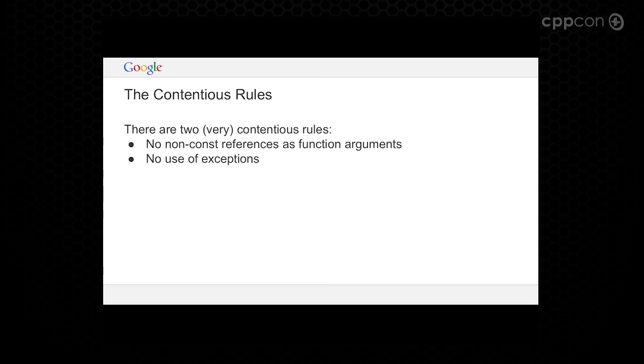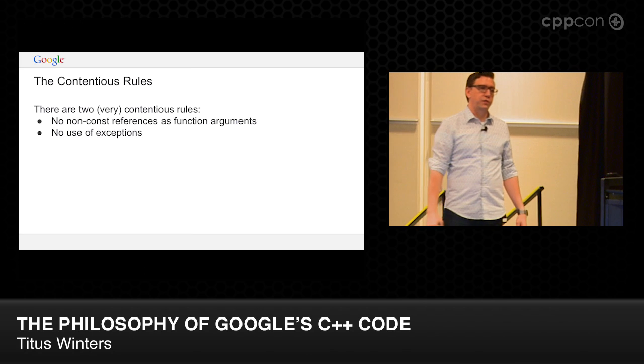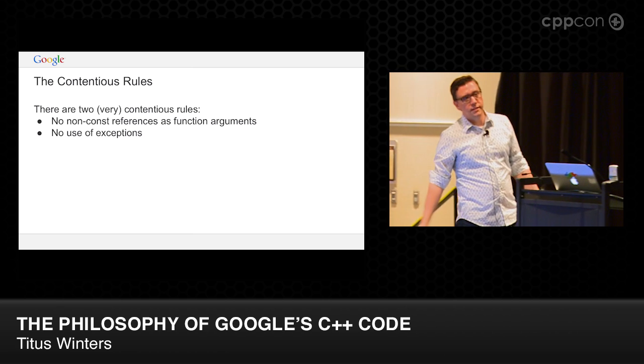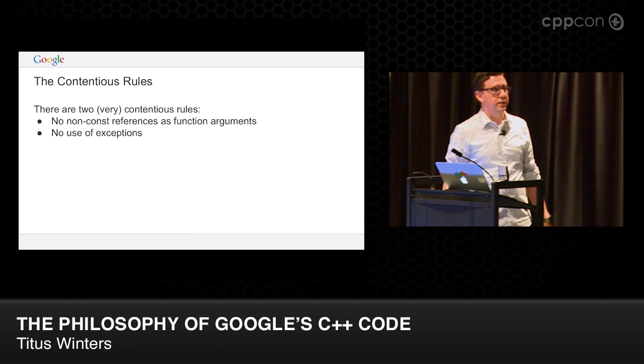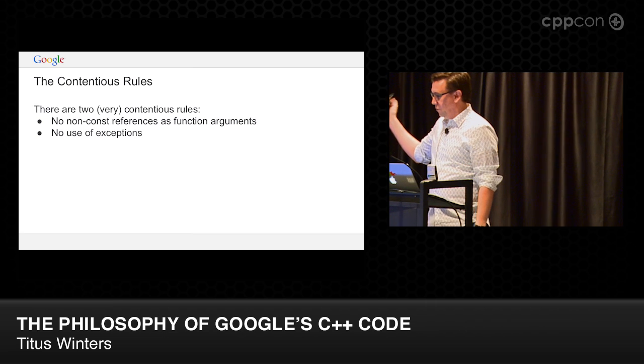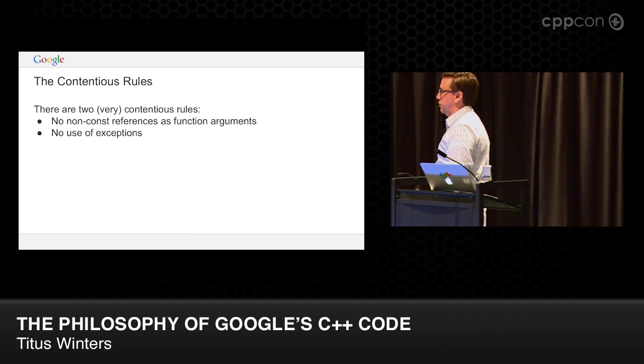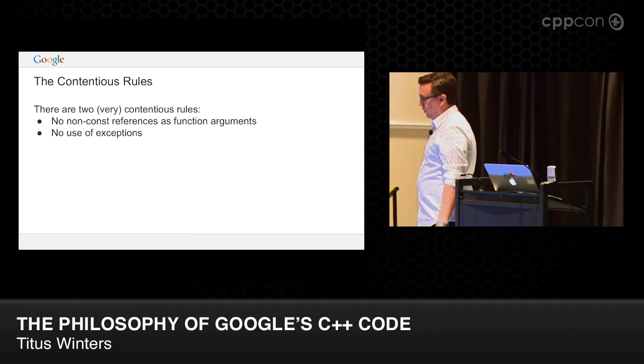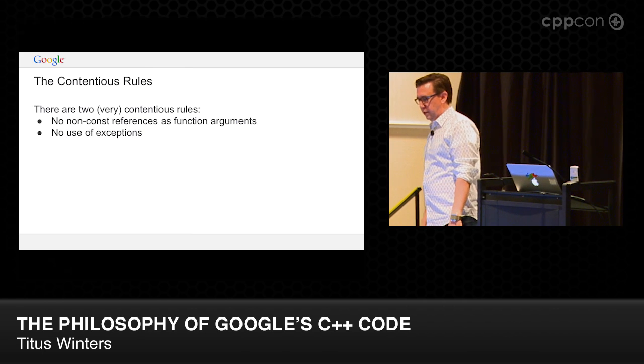Those are the things that we're aiming to serve, and some of the rules and how they apply to those things. There are two rules that I think are the ones that people complain about with respect to the Google Style Guide. These are them: no non-const references as function arguments, and no use of exceptions. Okay? So I'll touch on both.